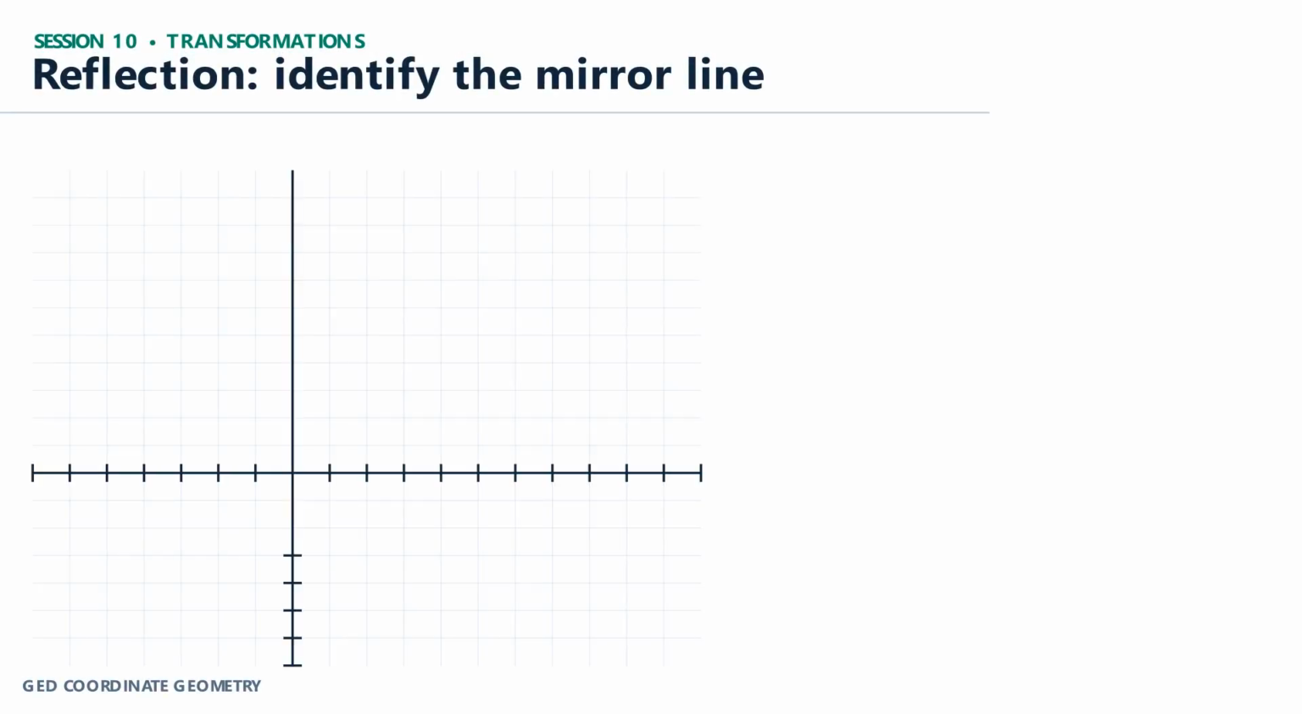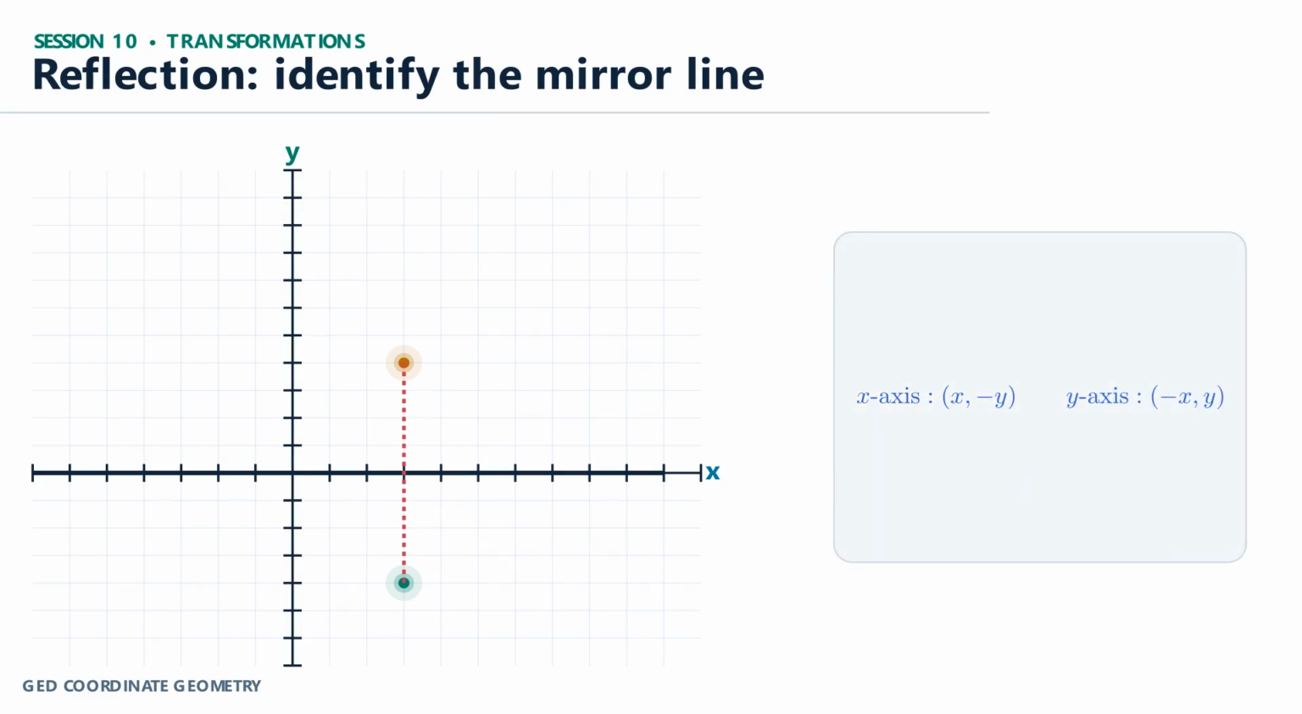A reflection flips orientation across a mirror line. Across the x-axis, keep x and change the sign of y. Across the y-axis, change the sign of x and keep y. Across y equals x, swap the coordinates. Thus, reflecting (3, 4) across the x-axis gives (3, -4), while reflecting across the y-axis gives (-3, 4).